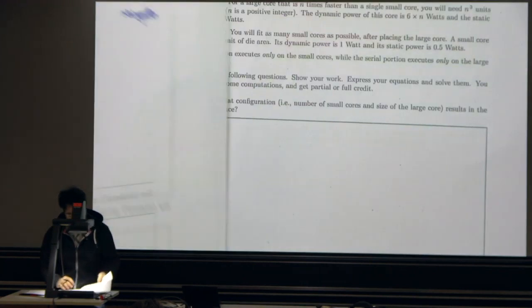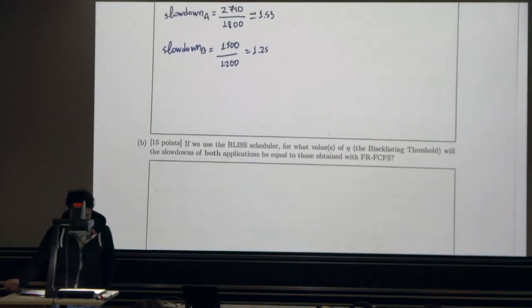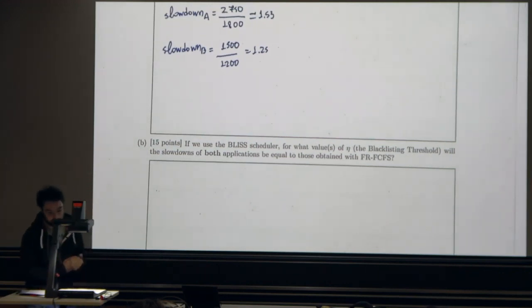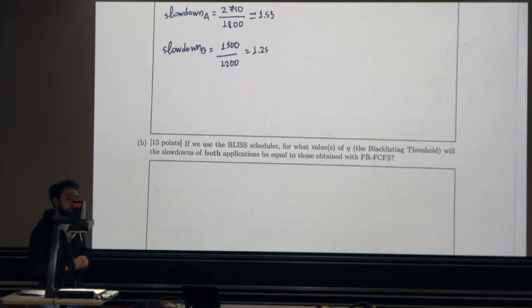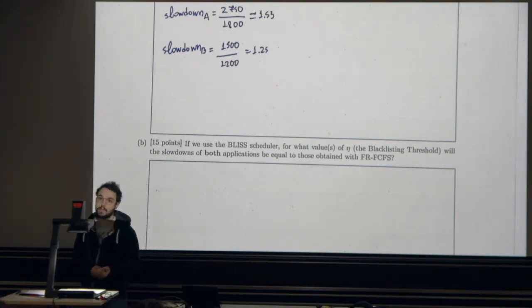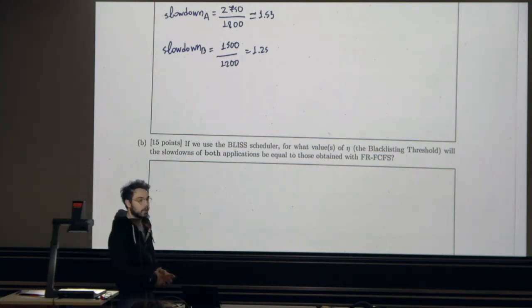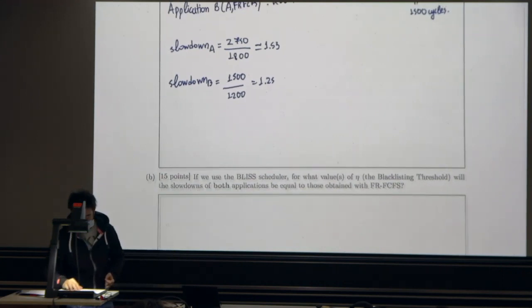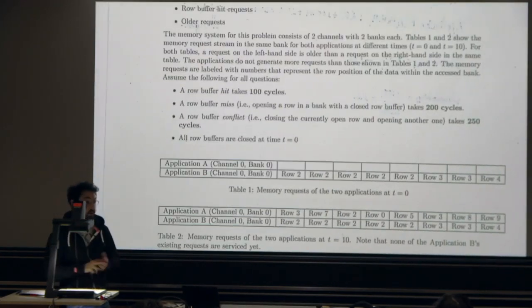Okay, let's see the second question. If we use the BLISS scheduler, which blacklists, for what values of n will the slowdowns of both applications be equal to those obtained with FRFCFS? So what we want here is the exact same slowdown, right? And to have this exact same slowdown, we need to have the same order of servicing the requests. So the way this can happen is twofold.